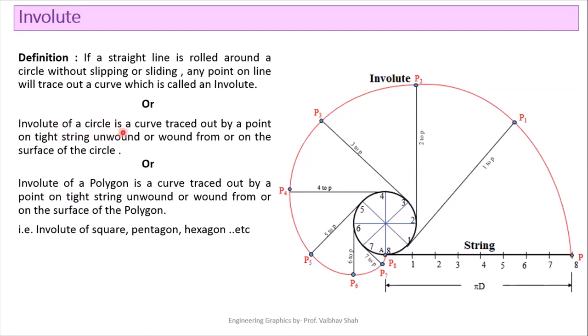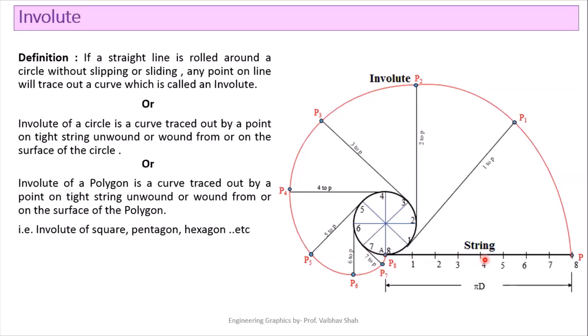Now let us understand one more definition. Involute of a circle is a curve traced out by a point of a tight string unwound from or wound on the surface of the circle. This is your circle and you are trying to wind this string around it, or unwind it, and in this process, if we trace out the end point of this string, we will have these points as the end points of your string during the winding or unwinding operation.